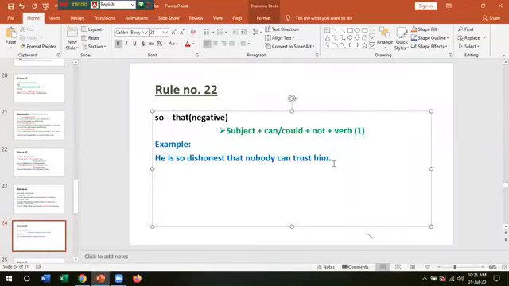Let us give more examples. They are so honest that they cannot do such type of work. So we have used present tense. They are so honest that, it is in present indefinite tense, so we have used can, cannot. They cannot do such type of work. It is rule number 22.